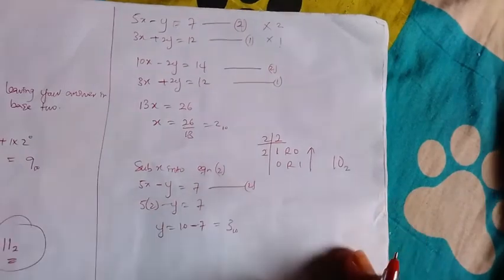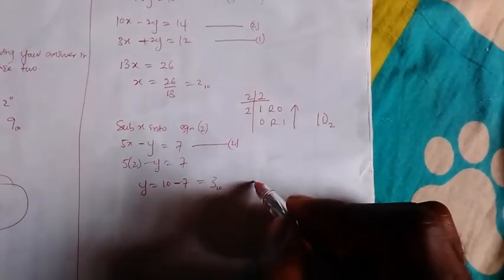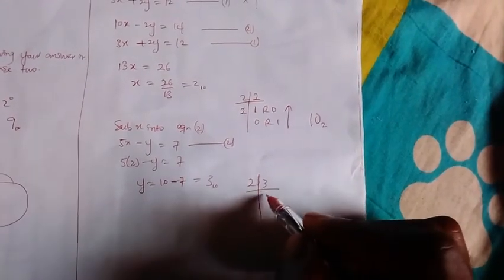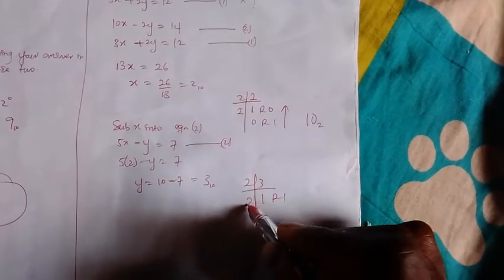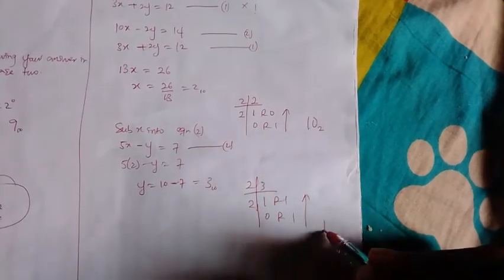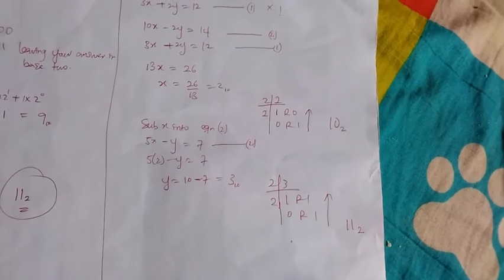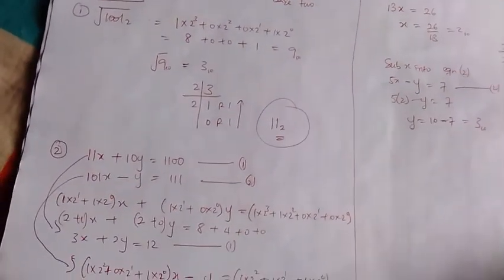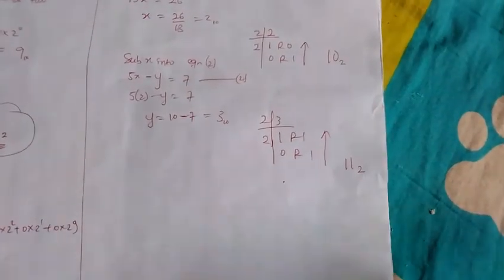Now my answer is supposed to be in base 2. On converting to base 2, 2 in 3 is 1 remainder 1, and 2 in 1 is 0 remainder 1, which leaves us with 11 base 2. So after solving for x and y from this question, we have our x to be 10 base 2, and our y to be 11 base 2.